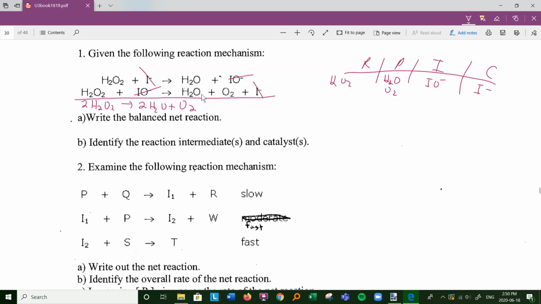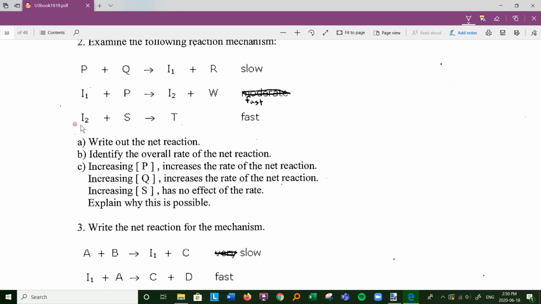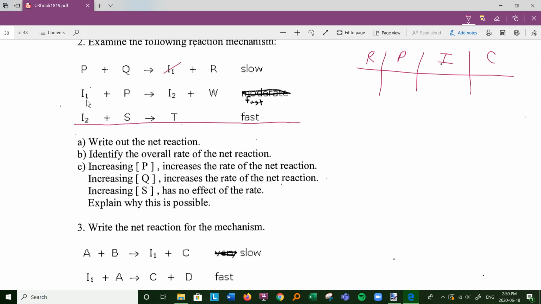Okay, so let's go and try this one out here. This one does have a rate determining step. So I'm going to put reactants, products, intermediates, and catalysts. So let's see what happens here. What cancels out? An I1 cancels out and an I2 cancels out. Oh, I bet the I stands for intermediates. What do you think? I1 and I2. Do we have anything else canceling? Any catalysts? I don't think so. So we end up with P and a P. So 2P plus Q plus S goes to R plus W plus T.